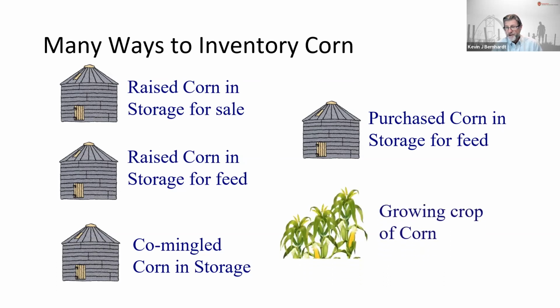And finally, we could have corn that's still growing out in the field. It's an asset. It's a value to the business if the business were to close down today. So how do we value that if it's still growing in the field? It maybe looks like it's valuable today. We could have a hailstorm and it's worth nothing tomorrow. So how do we value a growing crop? These are all issues that we want to try to deal with.